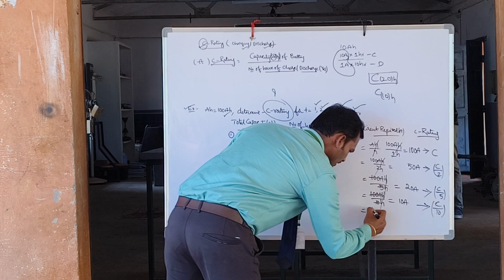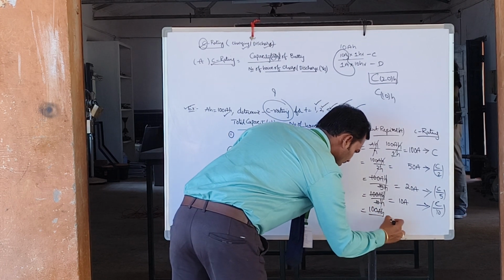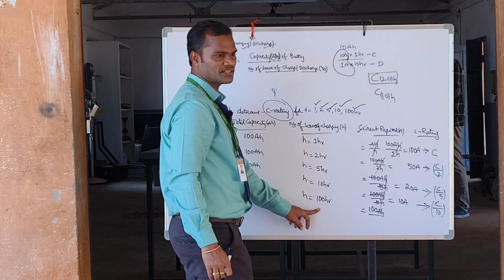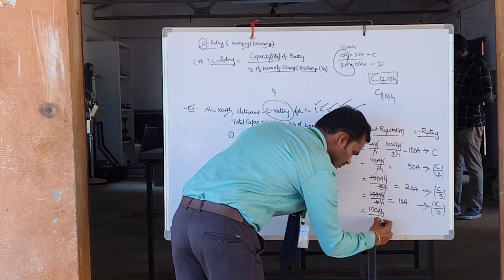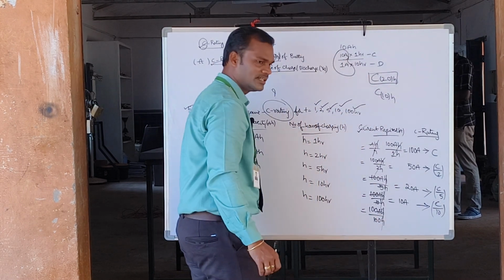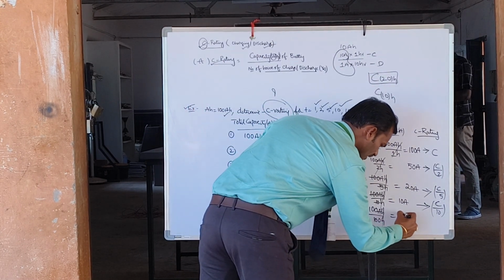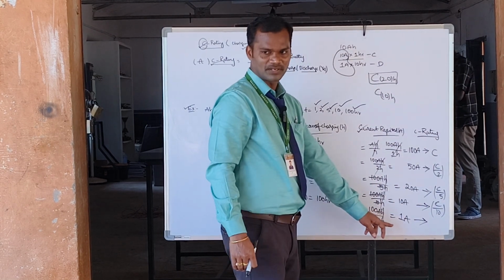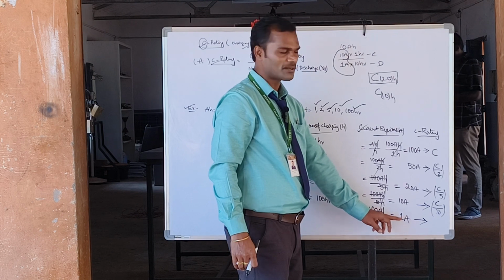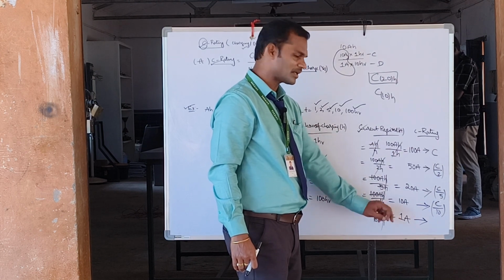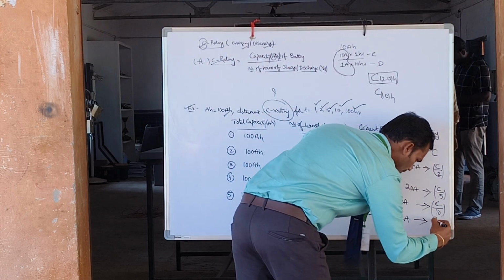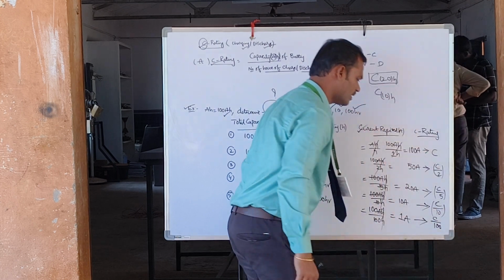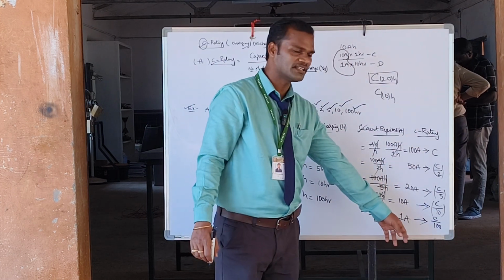So last problem. What is the current required? 100 Ah divided by how many hours the battery is taking to charge? 100 hours. Okay, so hours will get cancelled. And what is the amount of current taken by the battery? 1 ampere. How to write down this 1 ampere? 100 is called C. How to write down 1 ampere? C by 100. Okay, so these are the different C ratings of a battery.